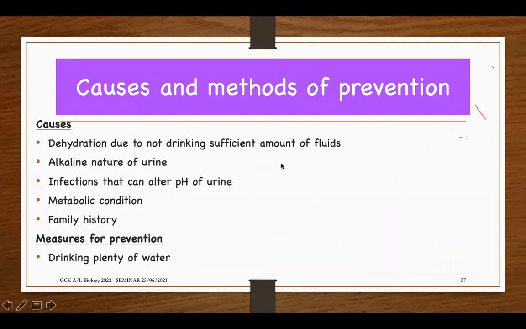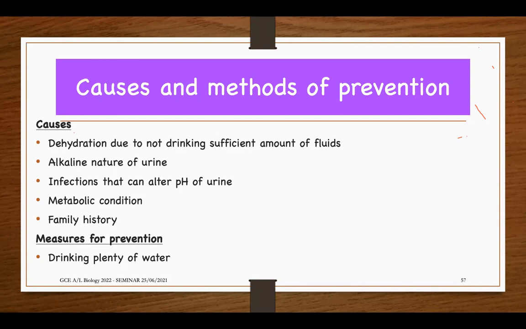How you can prevent kidney stones is you have to drink a lot of water. All right, because one of the causes is dehydration, not taking enough fluids into the body, and the urine may be alkaline. Alkaline means basic, so they can form basic substances. Urine is usually acidic, right? If urine is basic or alkaline, then it can be a cause of formation of kidney stones. There can be infections that cause changes in the pH of urine.